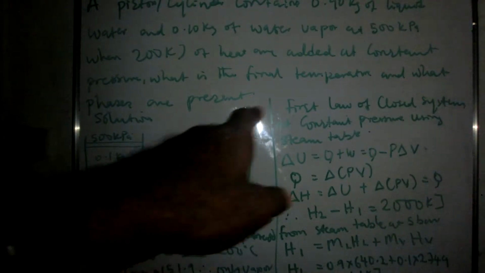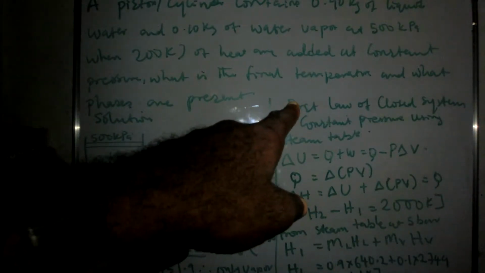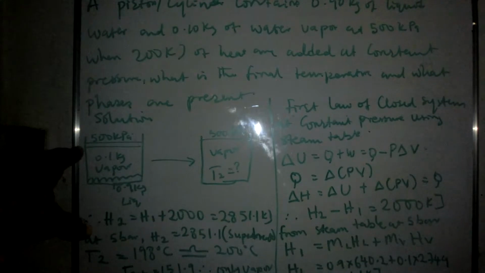When 2000 kilojoule of heat, please, this is not 200, it's 2000, is added at constant pressure, what is the final temperature? And what phases are present? That is the question. So we'll make this little sketch.